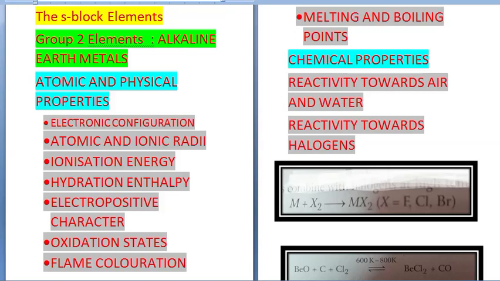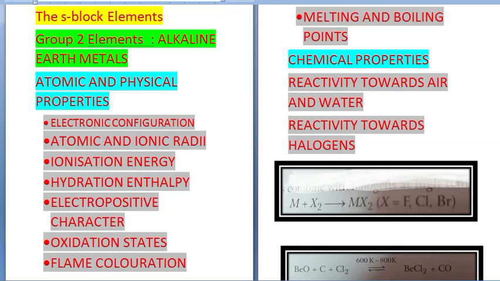Next we come to the chemical properties. Now alkaline earth metals are less reactive than alkali metals, and the reactivity of alkaline earth metals increases on going down the group. Now the first reaction is reactivity towards air and water.